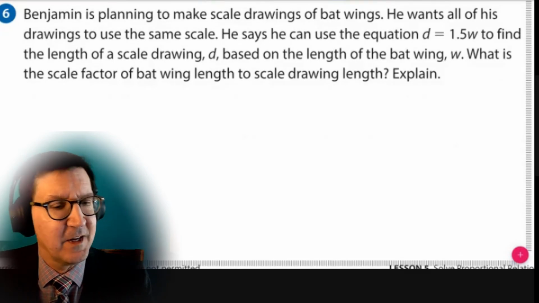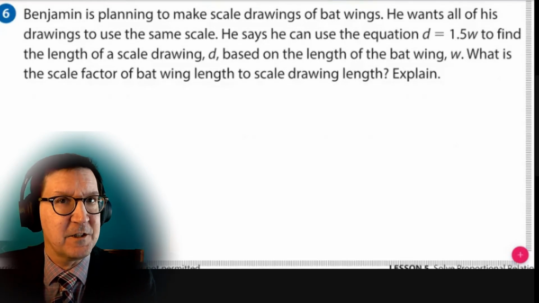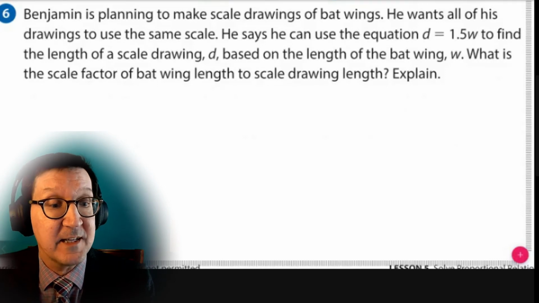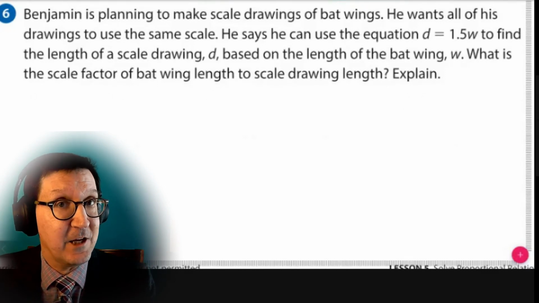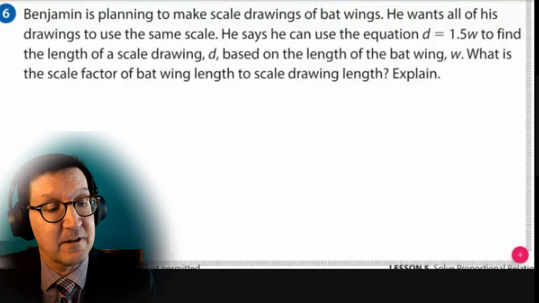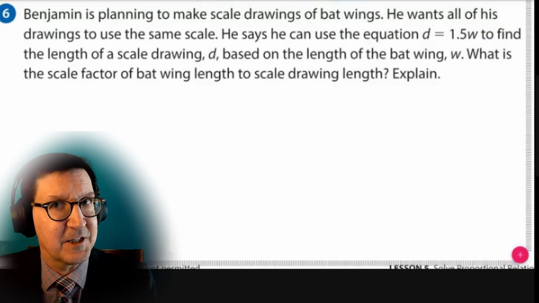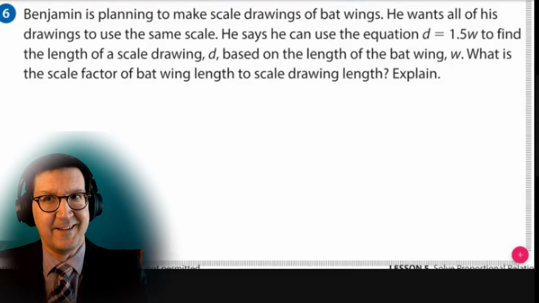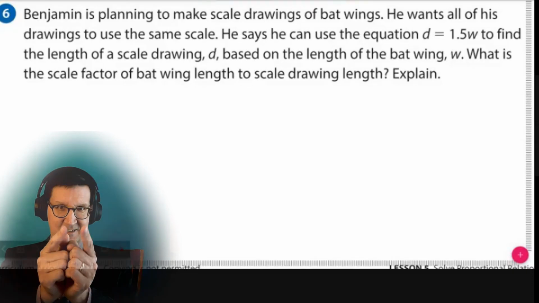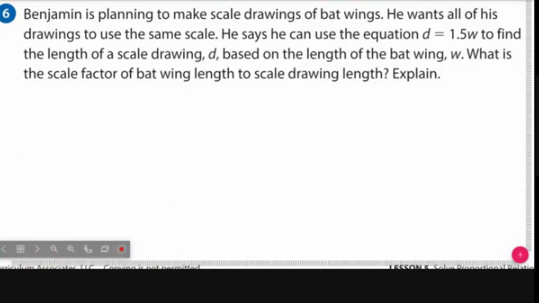He wants all of his drawings to use the same scale. He says he can use the equation D equals 1.5W to find the length of a scale drawing D based on the length of the bat wing W. What is the scale factor of bat wing length to scale drawing length? And explain. Explaining is the hard part. You may know the answer off the top of your head. Explain why. So try it out. Come back. I'll see you shortly.